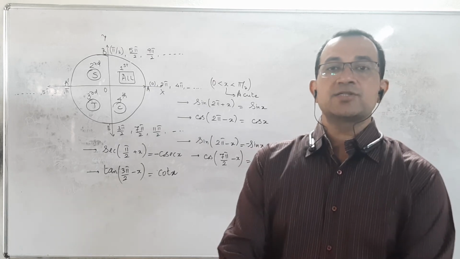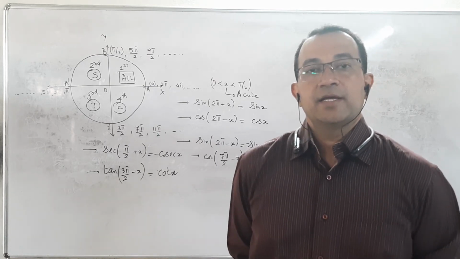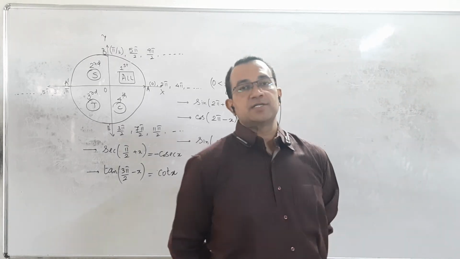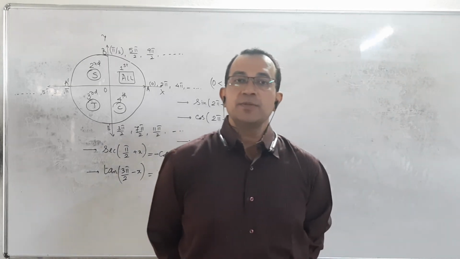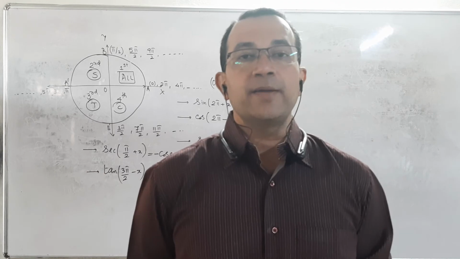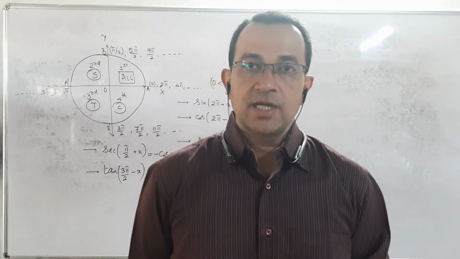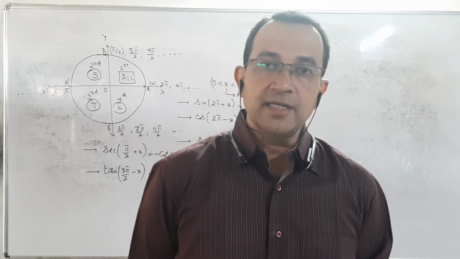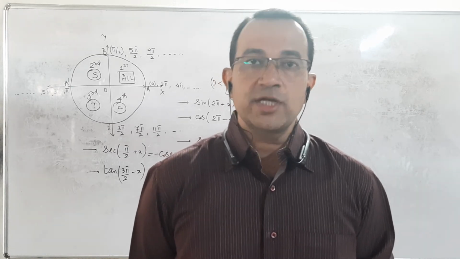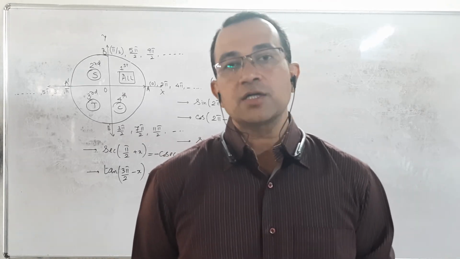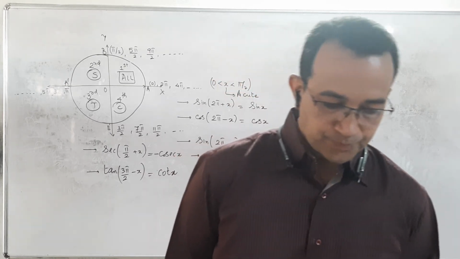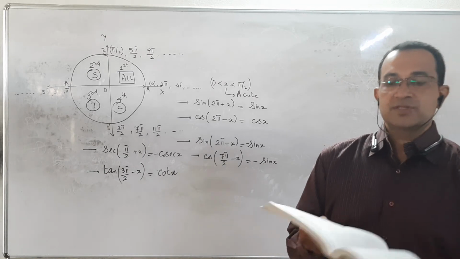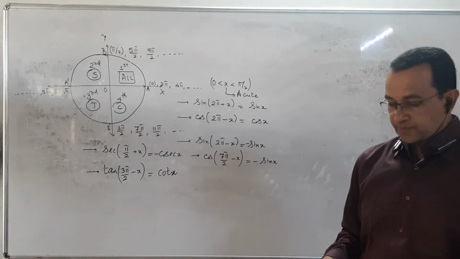The basic instruction is to understand two rules. Multiple of pi, function doesn't change. Multiple of pi by 2, function changes. What are the changes? Sine to cos, cos to sine, sec to cosec, cosec to sec, tan to cot, and cot to tan. Now today I am going to do simple sums based on these formulas.